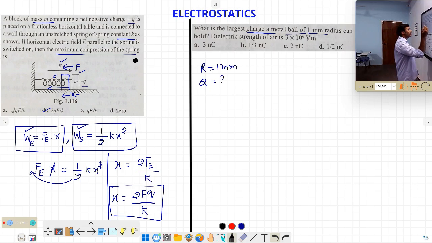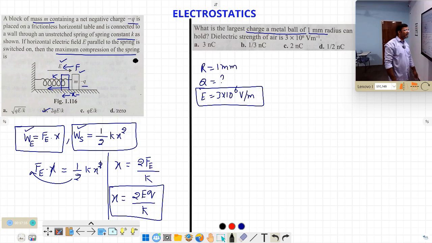The dielectric strength of air is given. Dielectric strength is given in terms of electric field strength. That value is 3 into 10 power 6 volts per meter. Dielectric strength is also called the electric field concept, right? To calculate this, first, what is the formula for the electric field intensity due to a sphere?